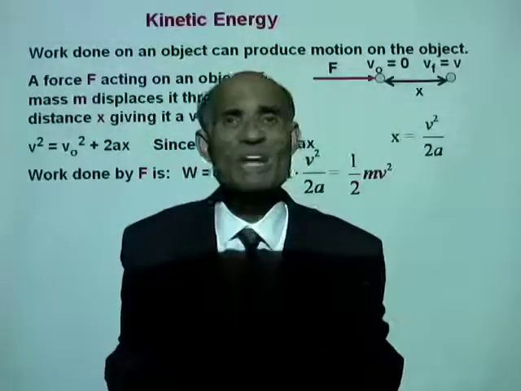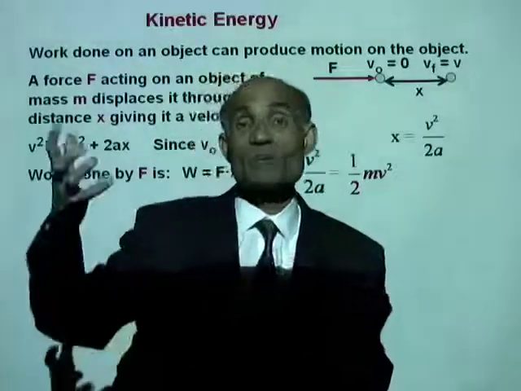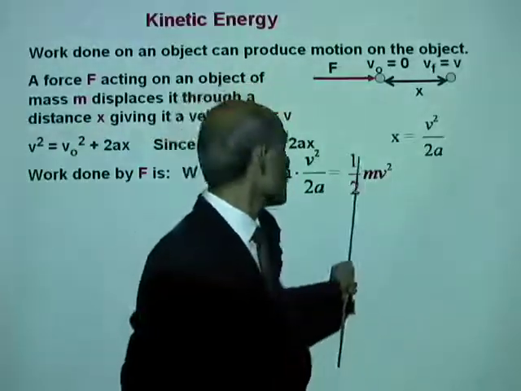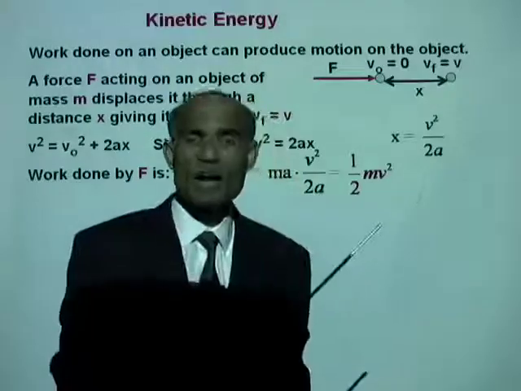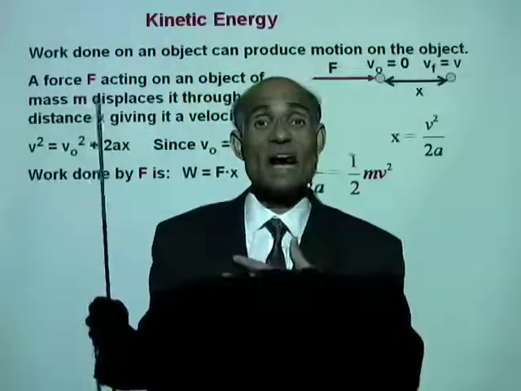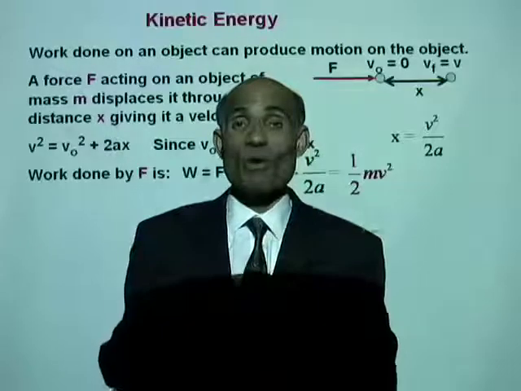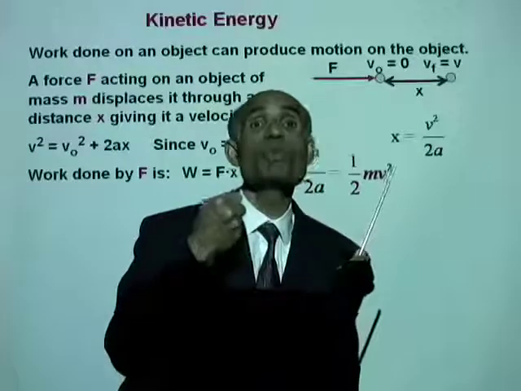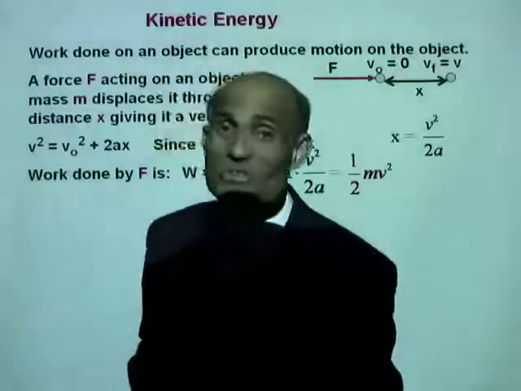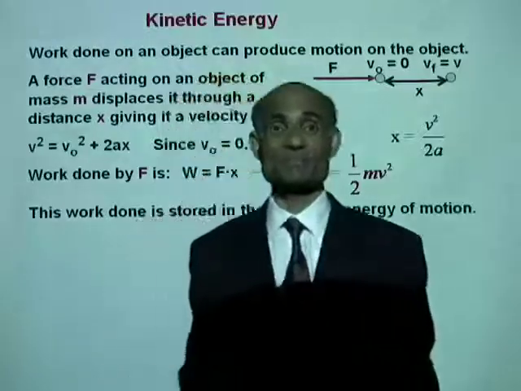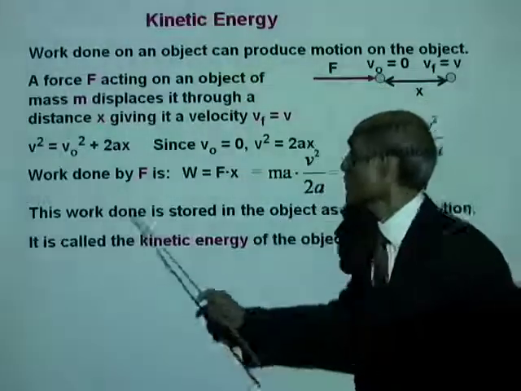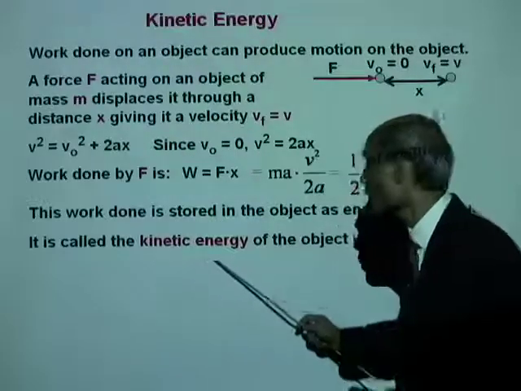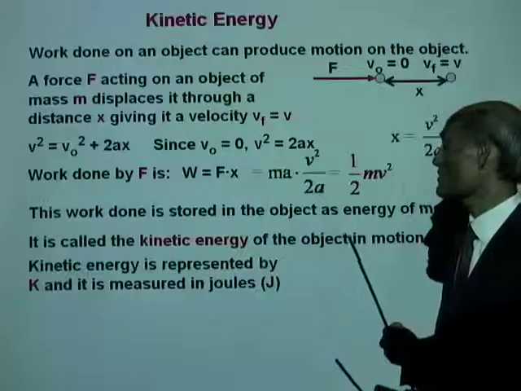And that is why a bullet kills. A bullet moving with velocity v has a kinetic energy of 1/2 mv squared. If you stand in its way and stop it, all this energy is going to be spent on you. It will do work on you. So how do you define kinetic energy? This energy that is stored in a moving object is called the kinetic energy of the object.